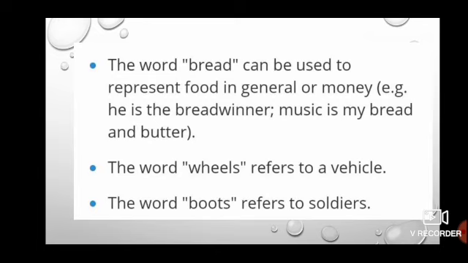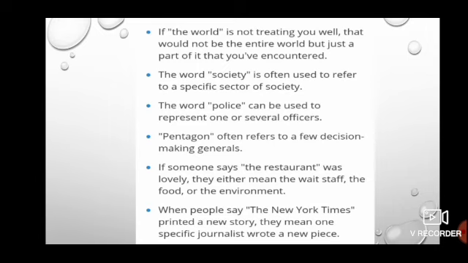The word boots refers to soldiers. If the world is not treating you well, that would not be the entire world, but just a part of it that you have encountered. Okay, my whole world is disturbed. For example, if this example comes, the whole world is disturbed. It doesn't mean that the world is disturbed. Means maybe a part of your schedule is disturbed.